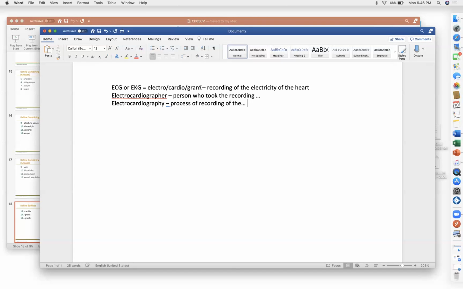Electrocardiogram or electrocardiograph, that is the printout or the video of the actual trace. And that's the slang for that term, if you want to have the trace. And nowadays it's all electronic, and you could get a nice little video. It's really neat.